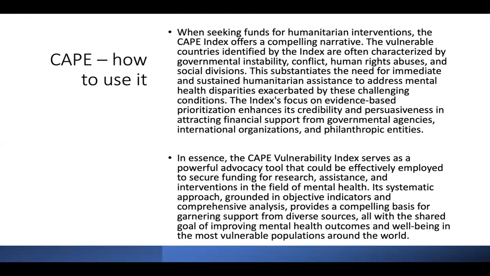In essence, the CAPE Vulnerability Index serves as a powerful advocacy tool that could be effectively employed to secure funding for research, assistance, and interventions in the field of mental health. Its systematic approach, grounded in objective indicators and comprehensive analysis, provides a compelling basis for garnering support from diverse sources, all with the shared goal of improving mental health outcomes and well-being in the most vulnerable populations around the world.